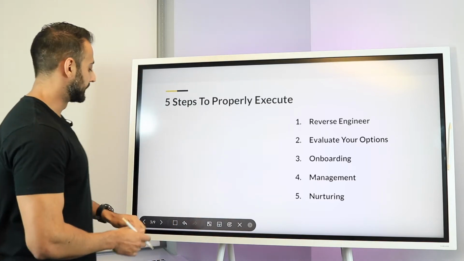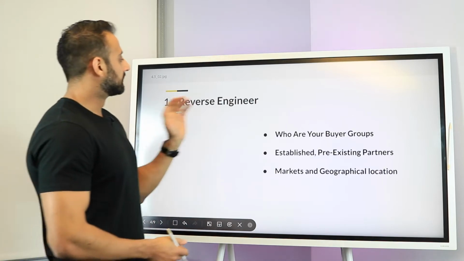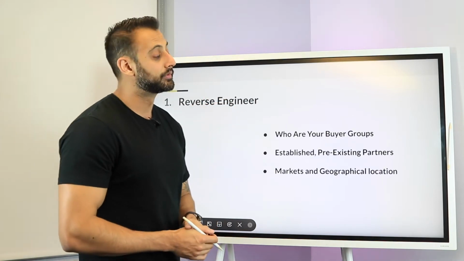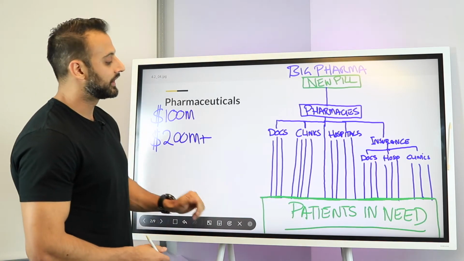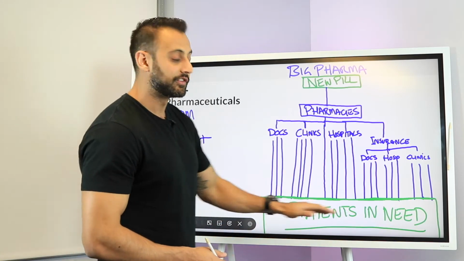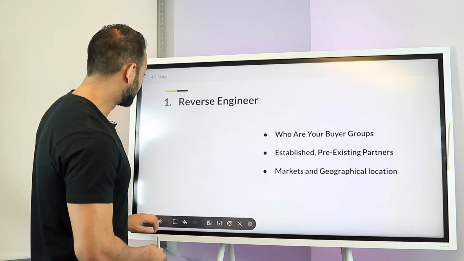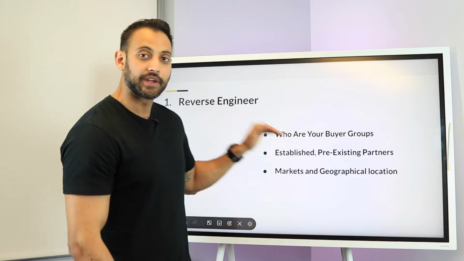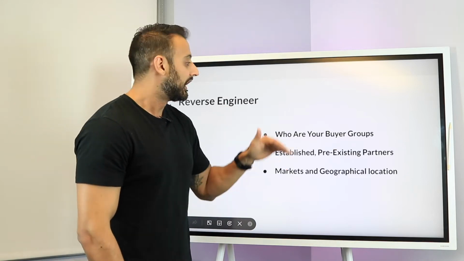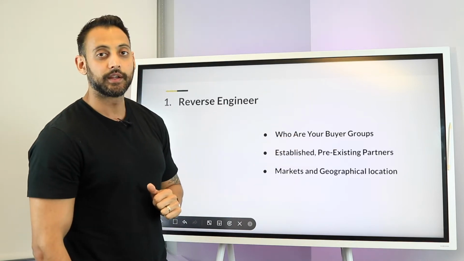The question is now, how do you deal with it? So reverse engineering, who are your buyer groups? Well, in the case of the pharmaceutical, we know that the buyer groups are the patients in need. So if we're reverse engineering, what you're trying to do is find out who the pre-existing or established businesses or entities are that work with those buyer groups. Okay. That's what you're trying to figure out.